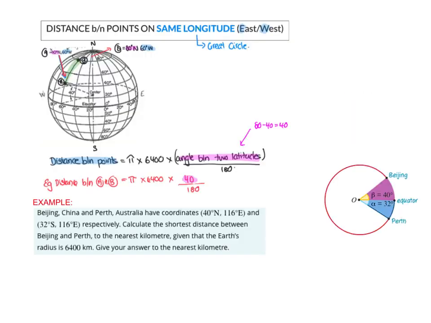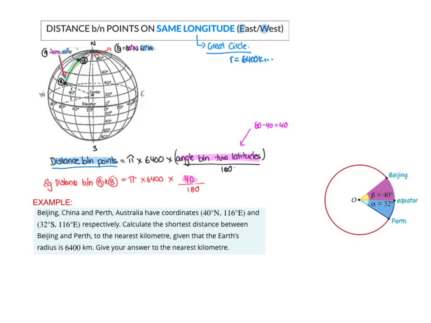To summarize, we're going to get ones where they're on the same longitude, but we might not be finding the distance up to the North Pole or down to the equator. We're just going to find different points on the same longitude. When we have the same longitude, we know it's a great circle and the radius is 6,400. That's always the way. This is the formula we use for the distance between points on the same longitude: pi times the radius times the difference between the angles.